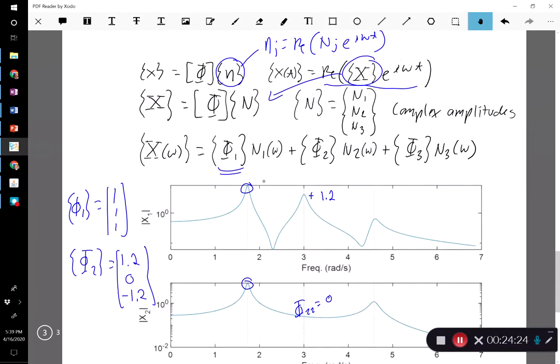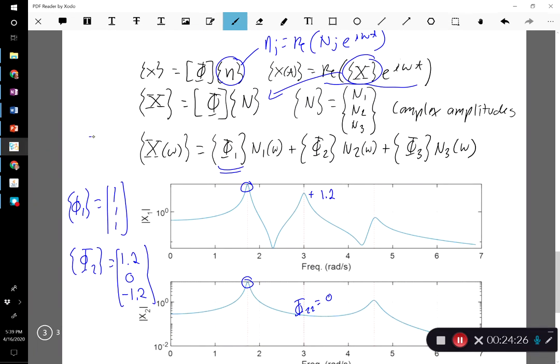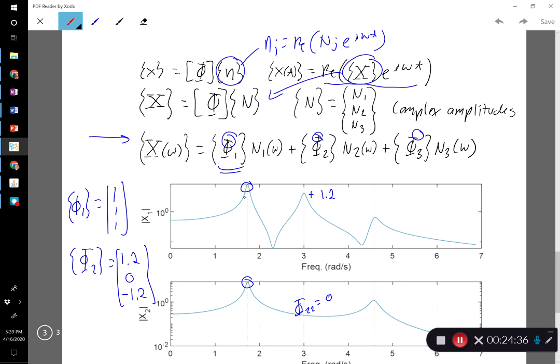And then the response comes by grabbing a row here where we have to look at the mode shape at the same element in each mode shape. So for example, for x1, we would look at these values. And those tell us how strongly the mode will respond.